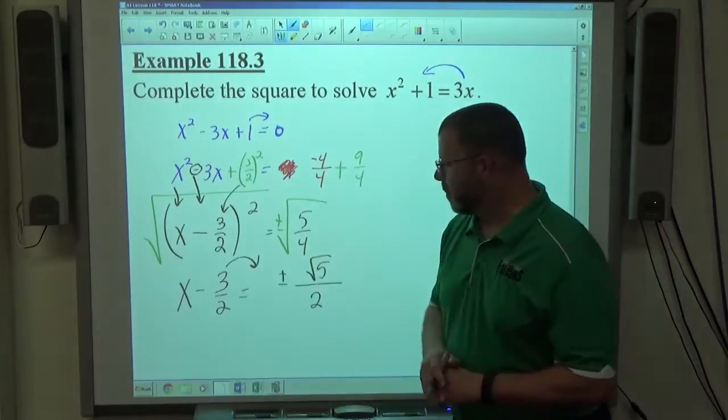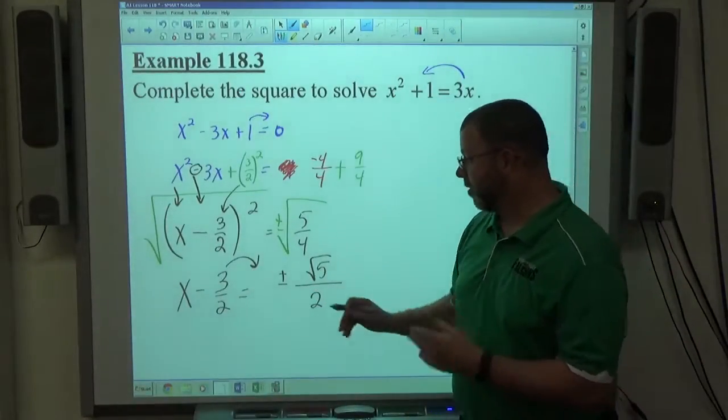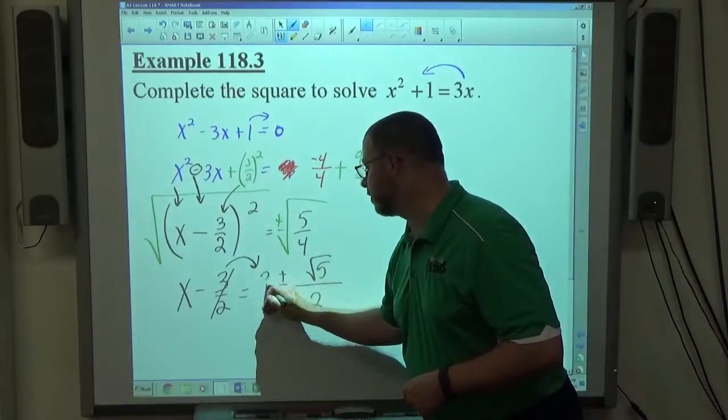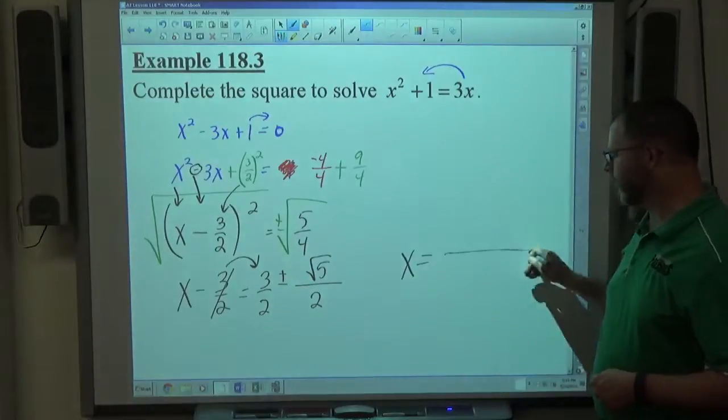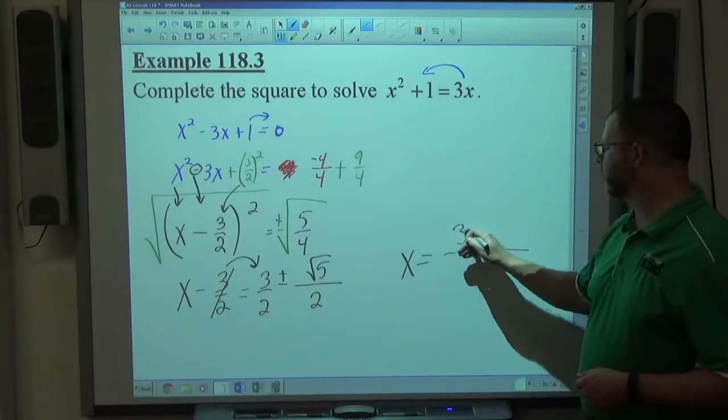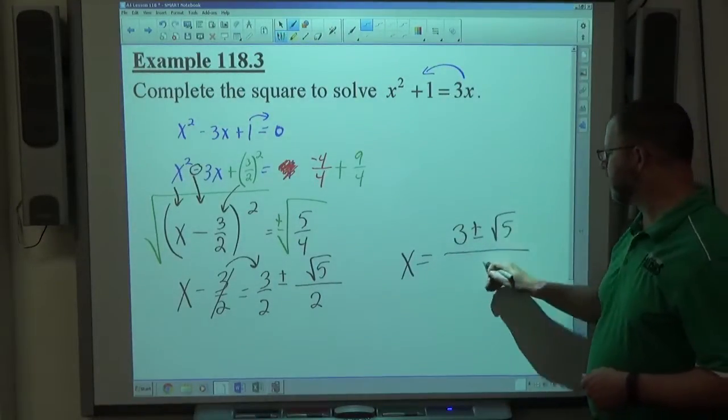3 halves moves over. What happens to 3 halves? It becomes positive, the sign changes, right? So positive 3 halves. And once again, we have a common denominator of 2, so the best answer is x equals 1 fraction bar. The top is positive 3 plus or minus the square root of 5, over the denominator of 2.